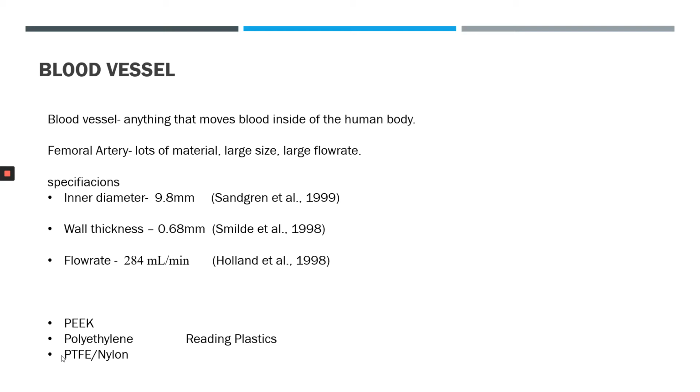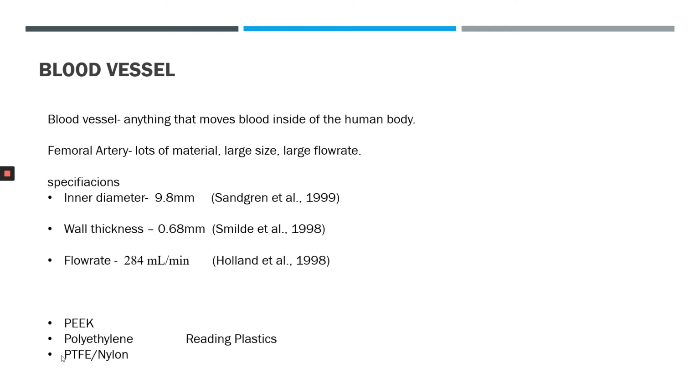The wall thickness of the femoral artery is going to be really thick simply because there's such a high volume of blood flow through this artery. For the flow rate, I found it to be roughly 284 milliliters per minute, in an article written by Holland and his colleagues. This is a flow rate of an adult male that is before exercise. So it's a resting heart rate blood flow.